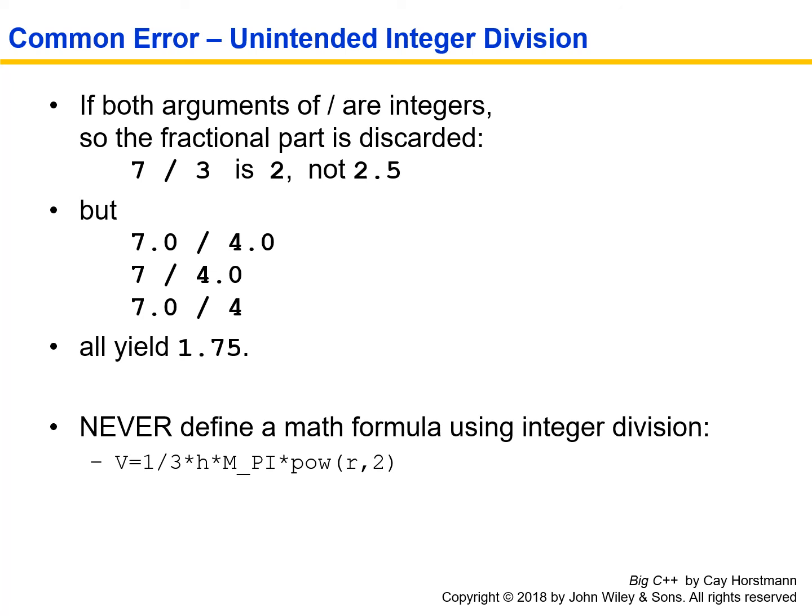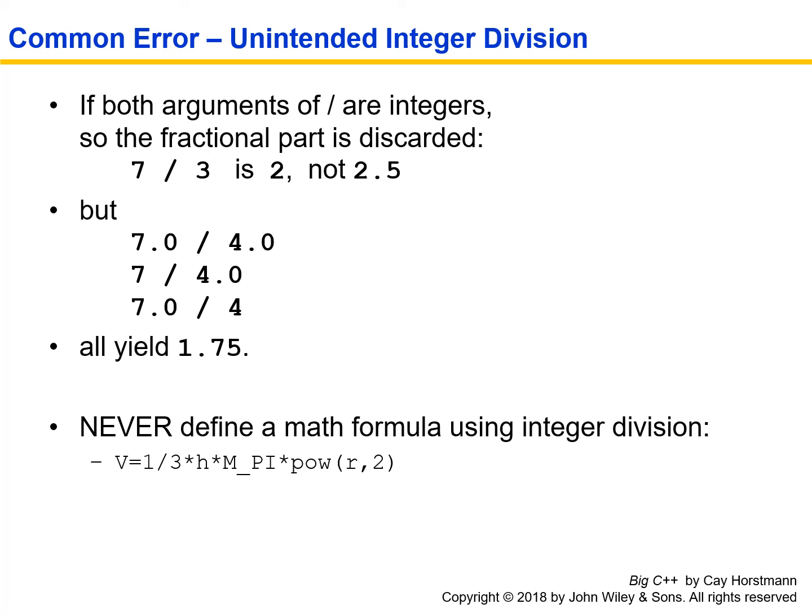But if at least one of them is a double, you get a double. Never define a math formula using integer division. I have taught engineering students to program in C++ for a long time, and they always make this mistake.